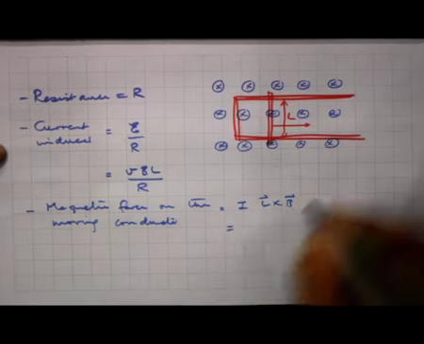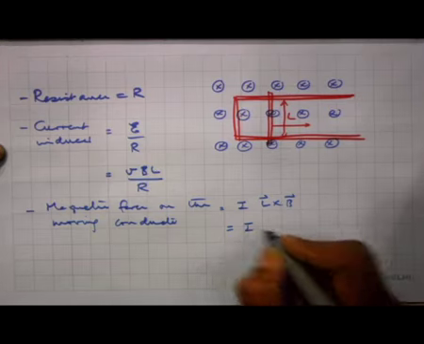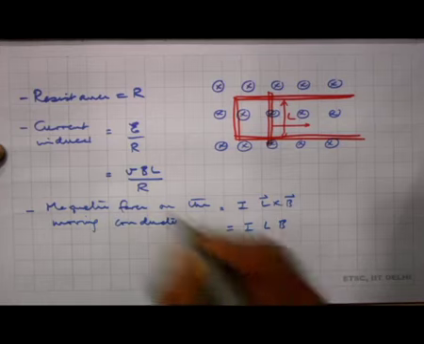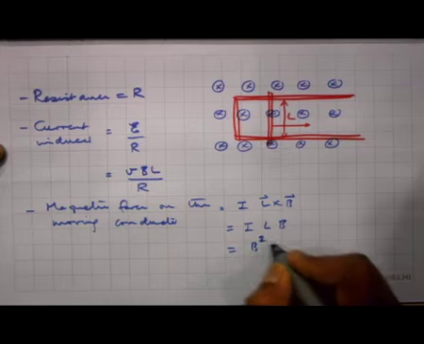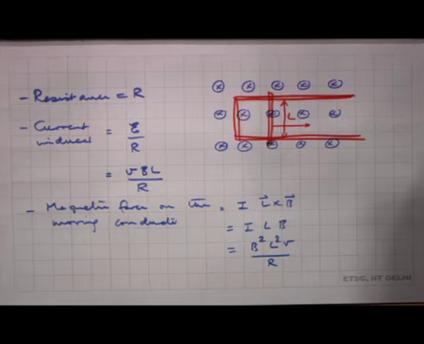I L cross B, where L is the length. Because L and B are perpendicular to each other, this is nothing but I L B, and I have calculated this. So, this is equal to B squared L squared V by R. That is the magnetic force on the current carrying conductor.